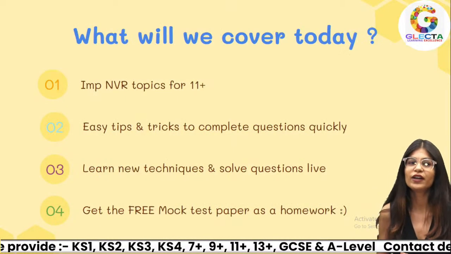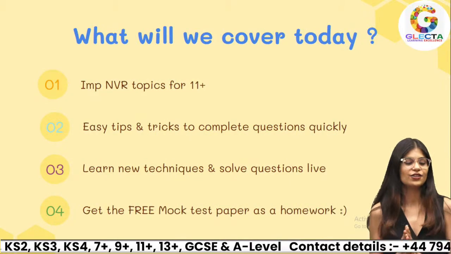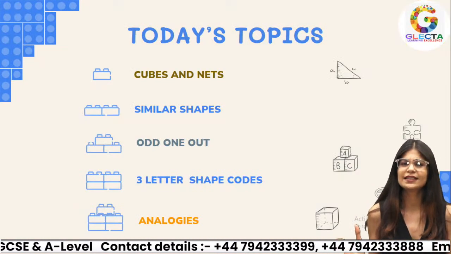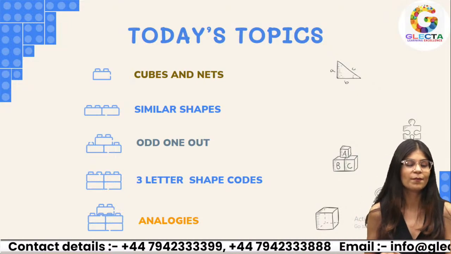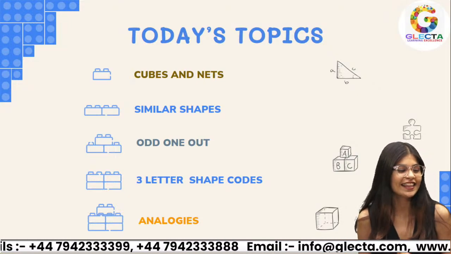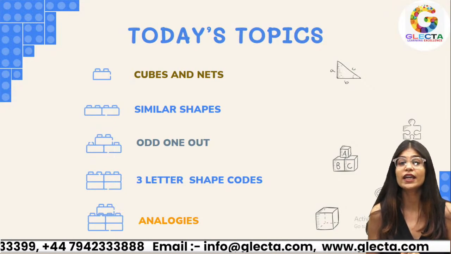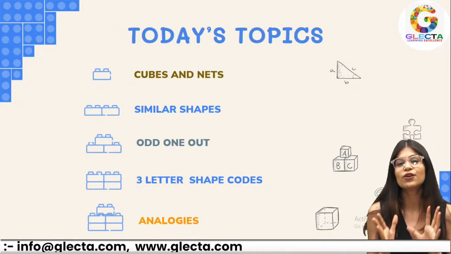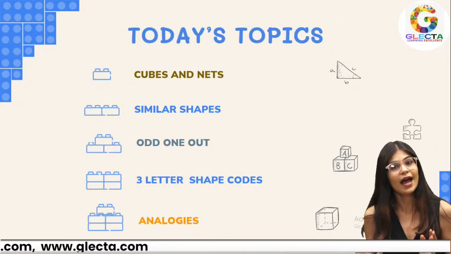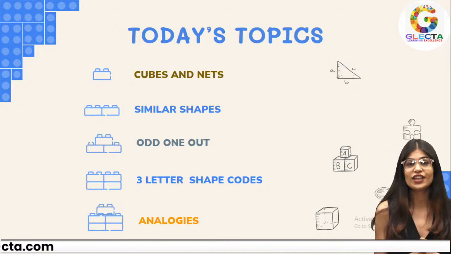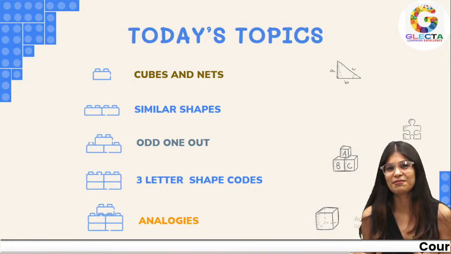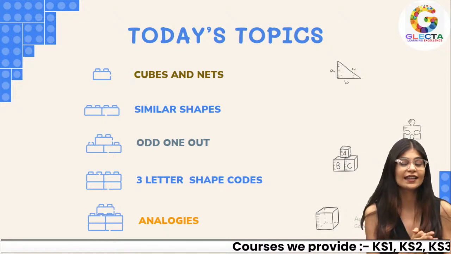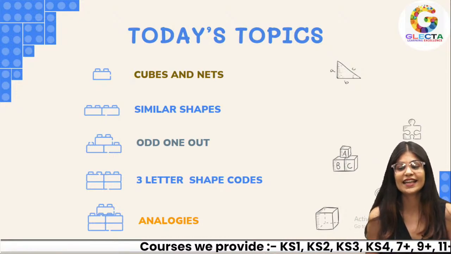Talking about what we're going to cover today. Today we're going to talk about cubes and nets, because that's exactly where we left our last live. And then there's similar shapes and odd one out, in which we're going to talk about the topics which are only related to lines and arrows. Then 3-letter shape codes. I think a lot of kids have a problem with that, so I would like to clear those problems. And then the last topic for today is analogies.